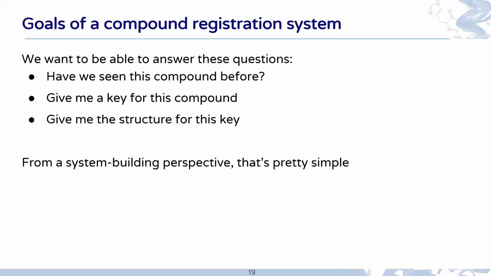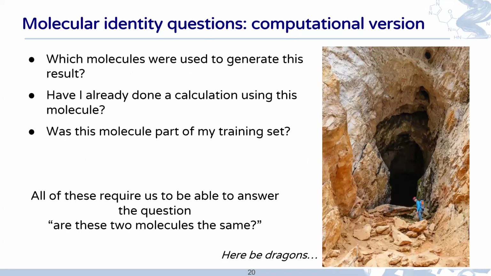I'm happy to. And for a person who wants to build a software system, this is really stupidly simple, right? You just need to answer these 3 questions. It's really easy. If you've done any system design, you can imagine what it looks like. There's a trick though. The kind of questions we might want to ask are, which molecules were used to generate a particular result, or have I already done a calculation using a particular molecule, or was this molecule part of the training set? And all of these require us to be able to answer a question: are these 2 molecules the same?